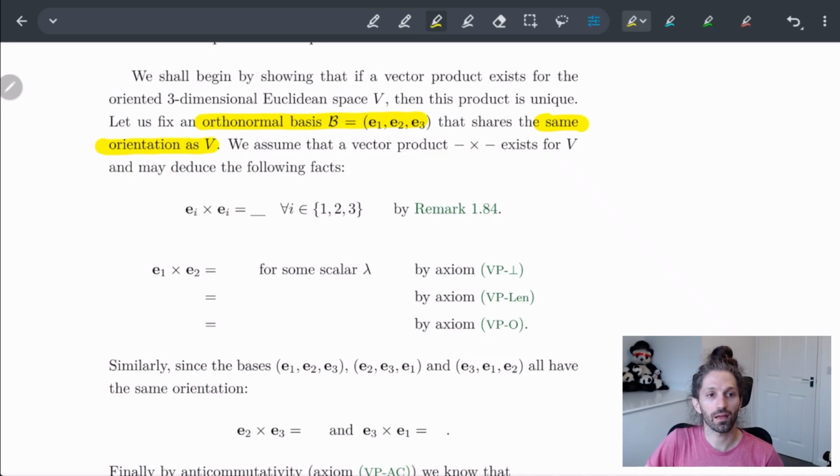Now, what we want to do is we're going to assume that a vector product exists. Are we doing... Yeah.